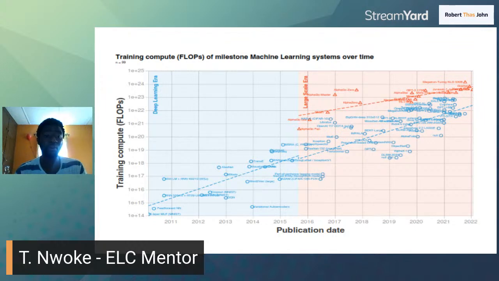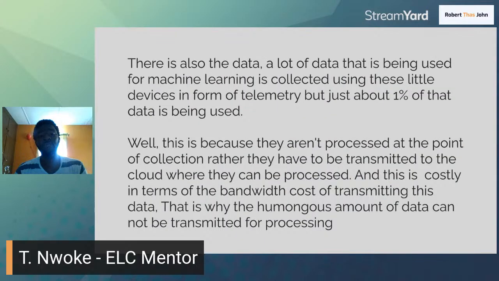these mathematical algorithms are. So then there's also the data part, like I said, right? So the data part, basically a lot of data that is being used for machine learning is collected using these little devices in form of telemetry, but just about 1% of data is being used when performing machine learning.